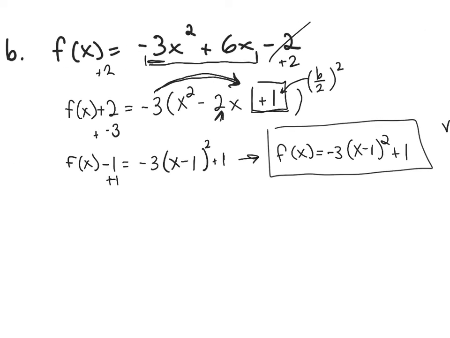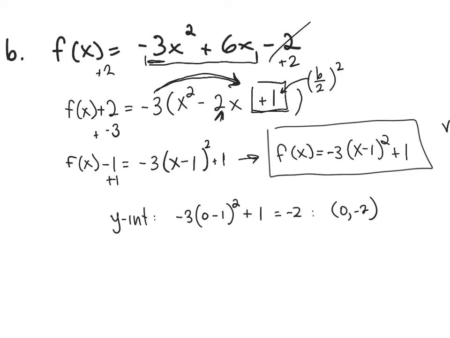And then the y and x-intercept. So the y-intercept, remember we let x equal 0. If you let x equal 0, we're going to get here -1 squared, which is 1. And then this 1 times -3 is -3. -3 plus 1 is -2. So it's the point 0, -2.